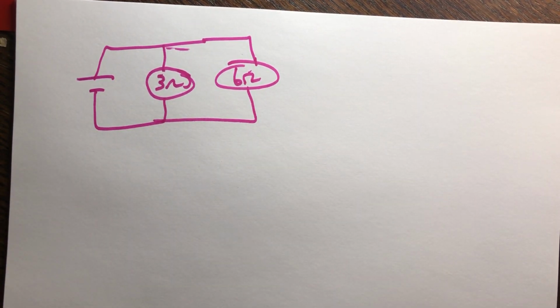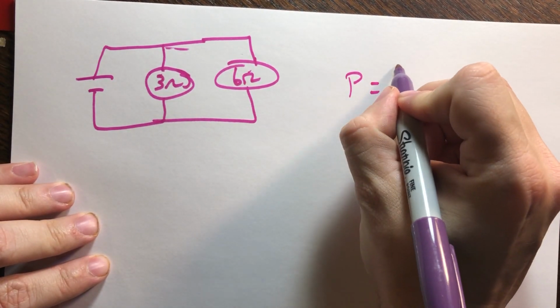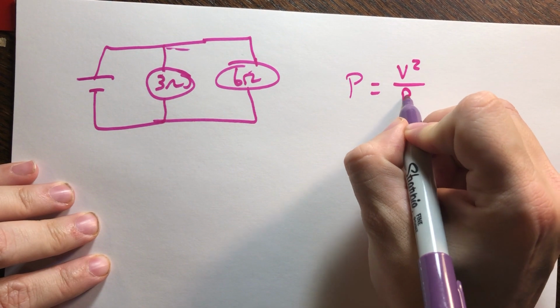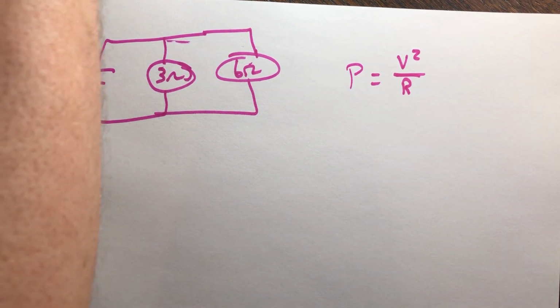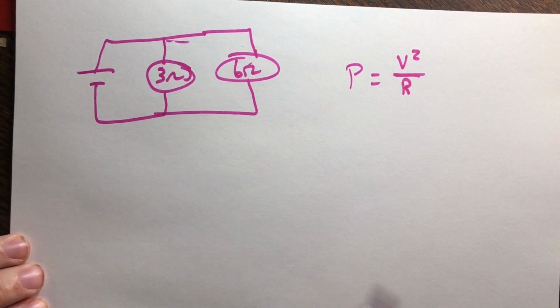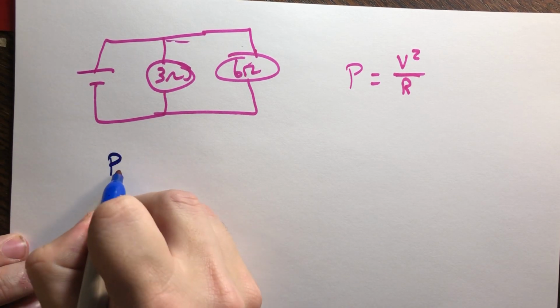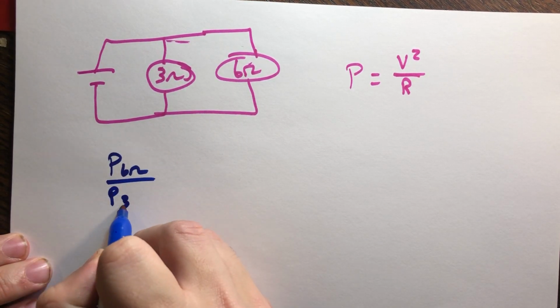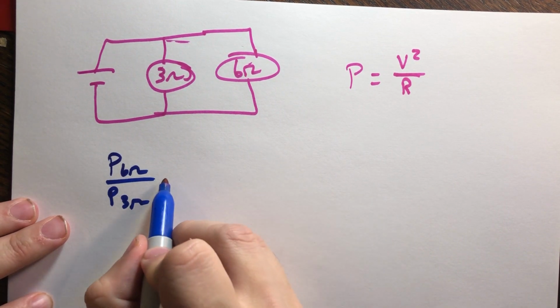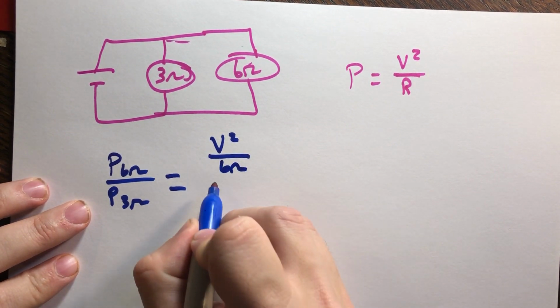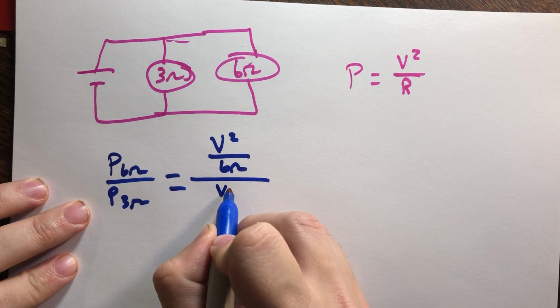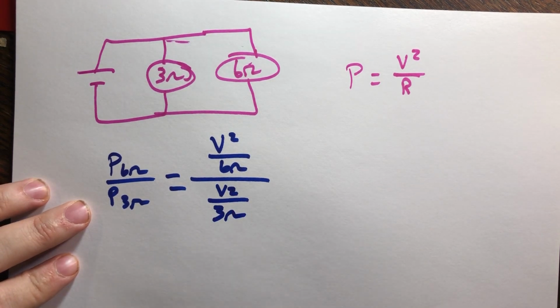In this case, we want to use the other version of our power equation, which is power is equal to voltage squared over resistance. And if we want to compare those two, we just do the same thing we did last time. We're comparing the power of the 6 ohm divided by the power of the 3 ohm. That's going to give us V squared over 6 ohms, over V squared over 3 ohms. That's the voltage dropped across each one.